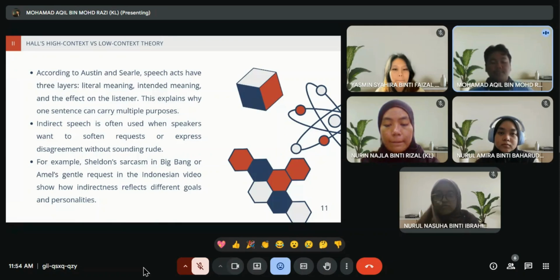So indirect speech act helps reduce pressure or force in communication. It makes our responses sound lighter and less demanding. So in Big Bang, indirectness is used for sarcasm, while in the Indonesian video, it is used to show politeness and respect. These two functions depend on the situation and cultural expectation.